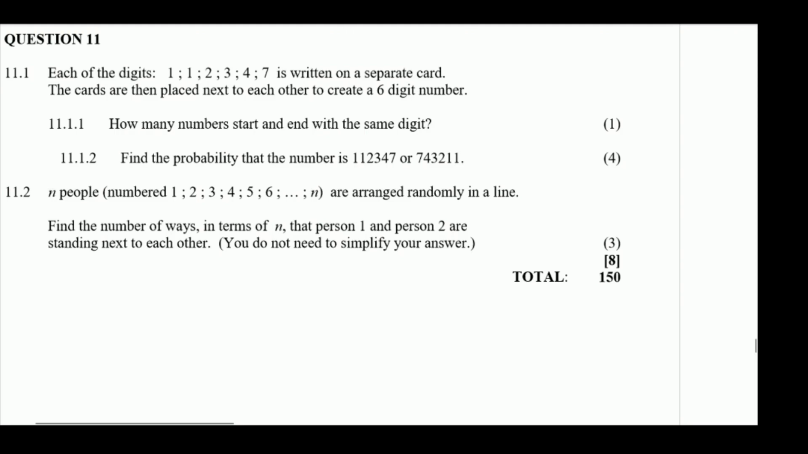Okay, so question 11.1. Each of the digits, we have 1, 1, 2, 3, 4, and 7, is written on a separate card. The cards are then placed next to each other to create a 6-digit symbol. So yes, a 6-digit number. 11.1.1. How many numbers start and end with the same digit?